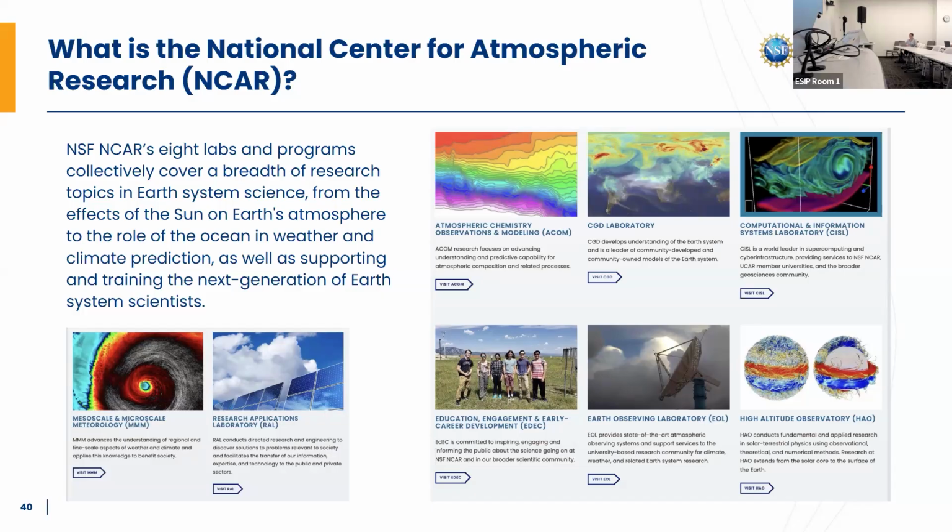And it's comprised of 8 different labs and programs that collectively cover a breadth of research topics in our system science, from the effect of the sun on the Earth's atmosphere to the role of the ocean in weather and climate prediction, as well as supporting and training the next generation of Earth system science.